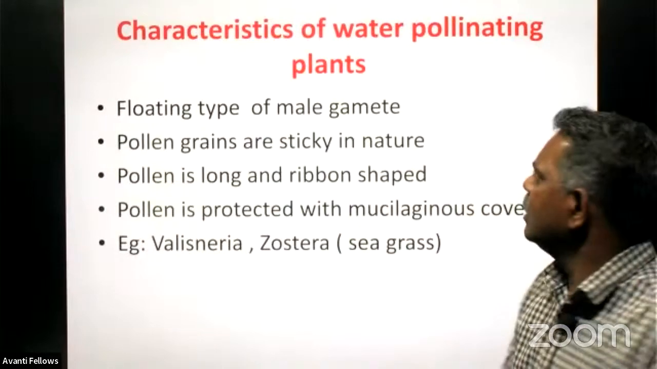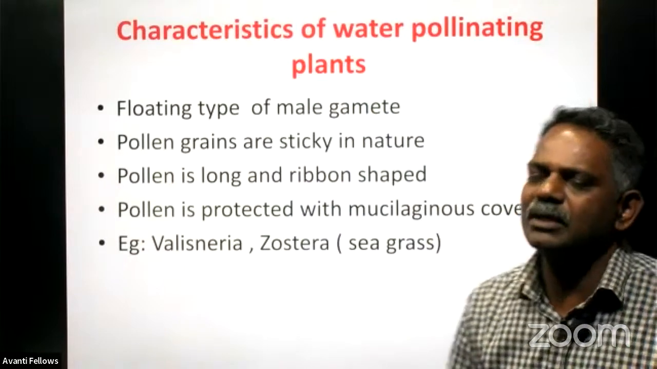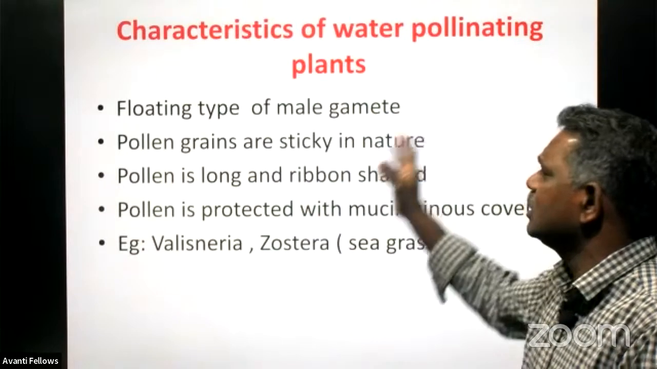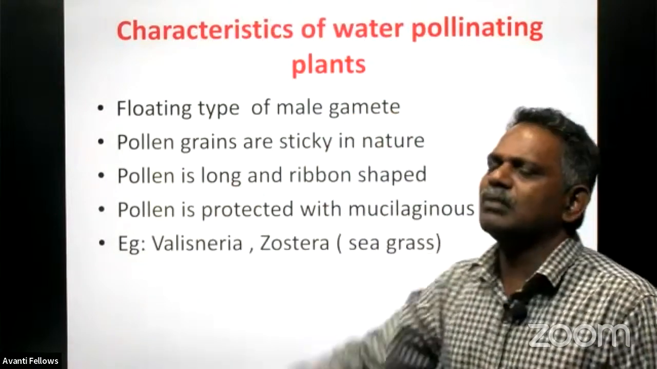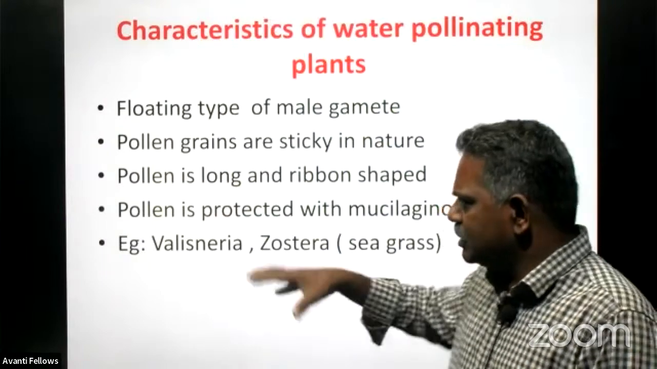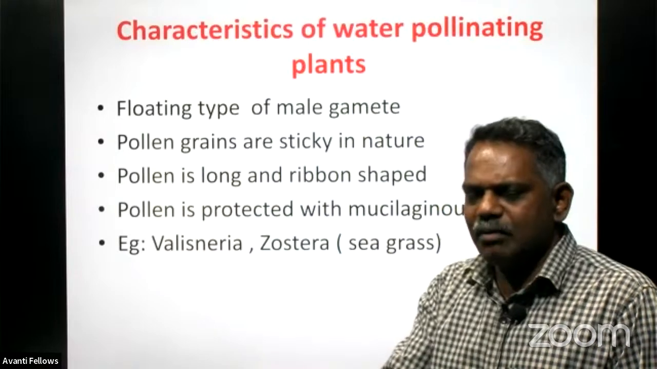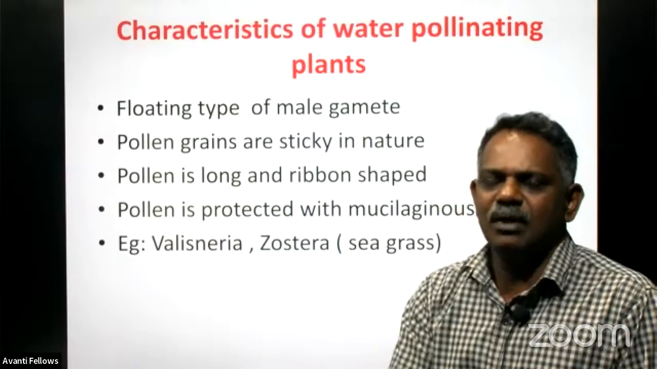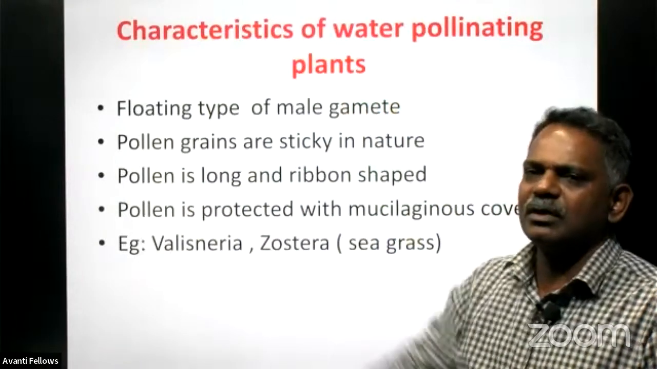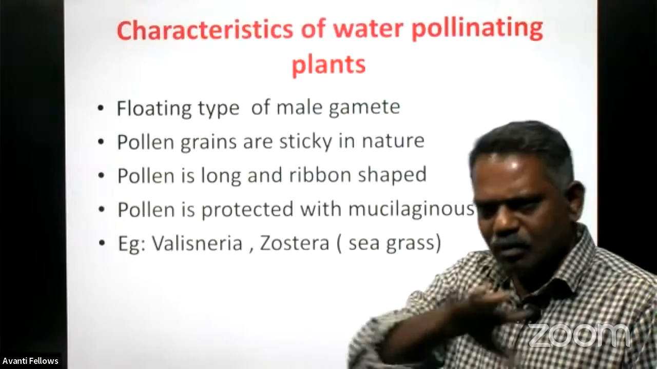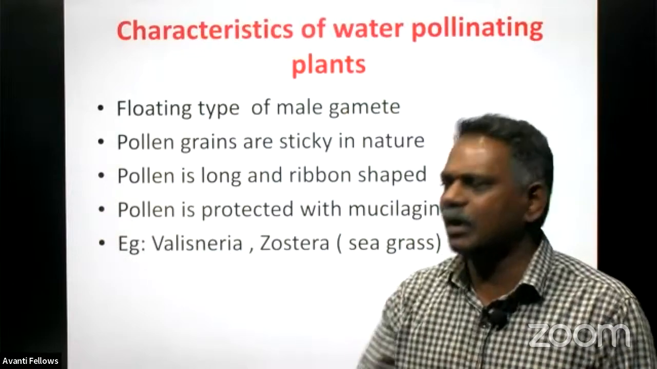And come to the plants that use water as a pollinating agent, the characteristics of water pollinating plants. Normally a floating type of male gamete is produced. While discussing Vallisneria, I told you that male gamete producing flowers are always under the water. After producing this gamete, because of its light weight, it will float on the surface, and the water wave or water current takes this pollen grain to the stigma region of another flower.